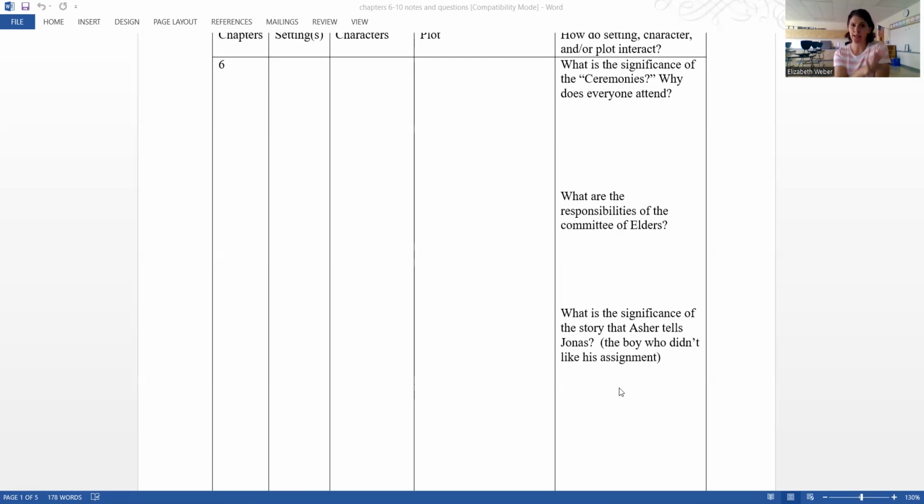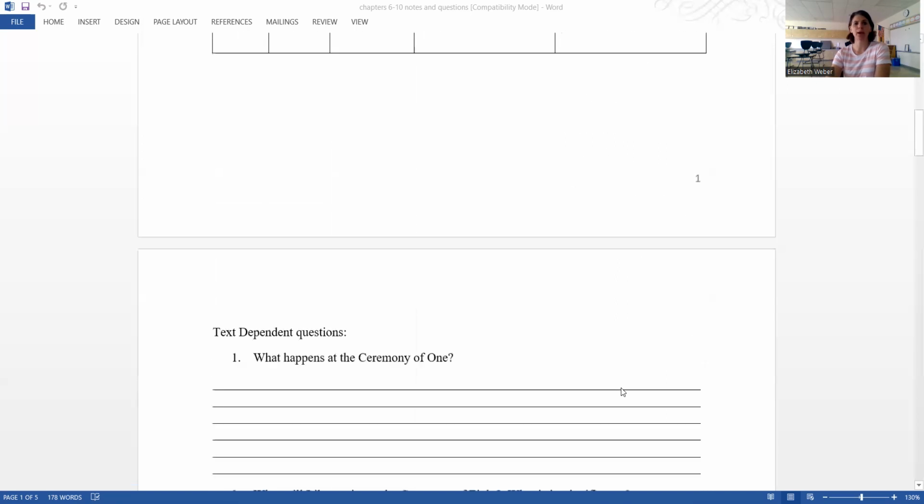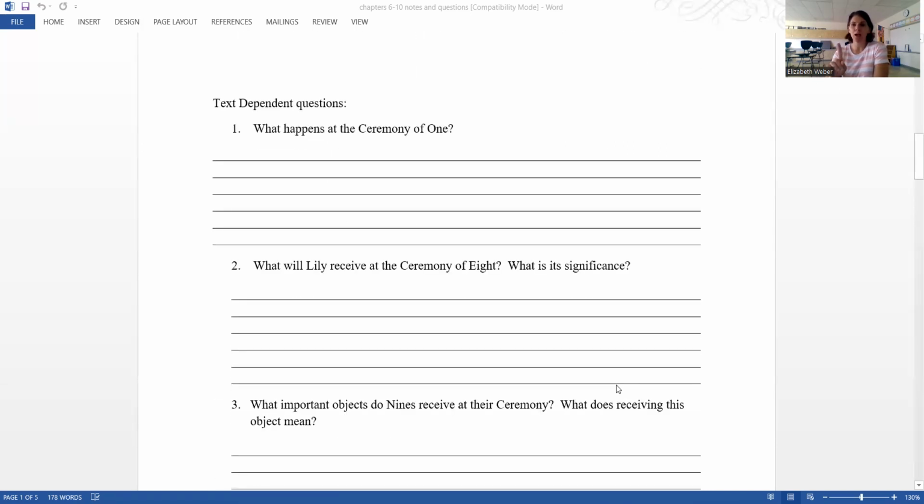On the back side of this paper, you have these text-dependent questions. I want you to hold off on doing these because I intend to do this as a guided lesson, hopefully with me in person in class. We'll talk about that more as we get to it. So right now, we're just going to read Chapter 6 if you choose to stay with me for the video.